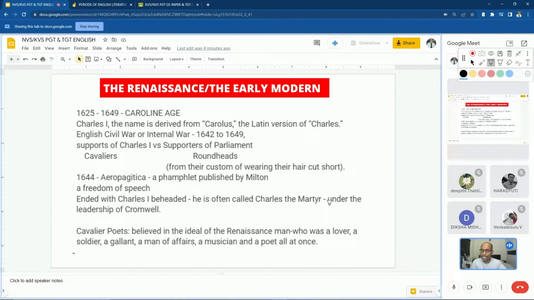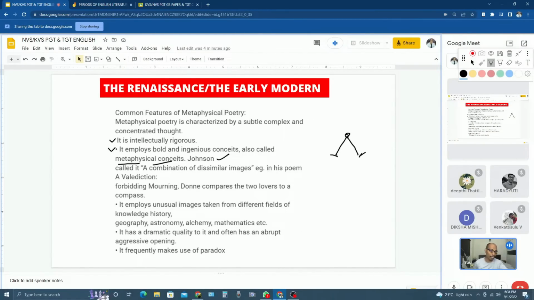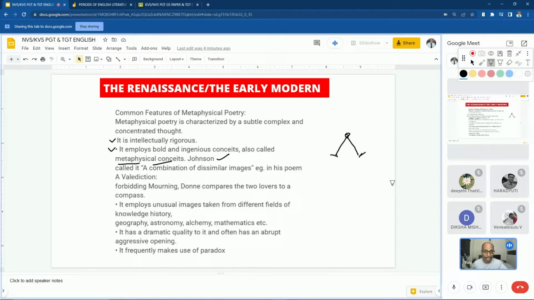Now let us move to the Caroline age. Before we jump into the Caroline age, immediately after the Jacobean, if you have any questions related to this age, historical background or literary background, you can ask me questions.